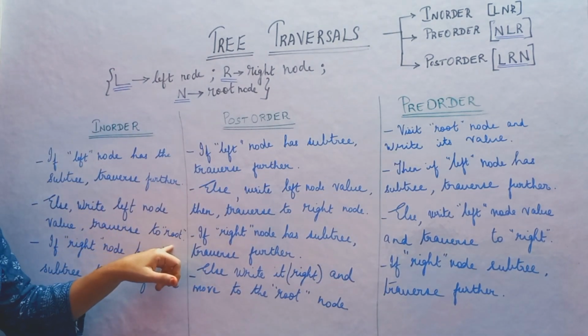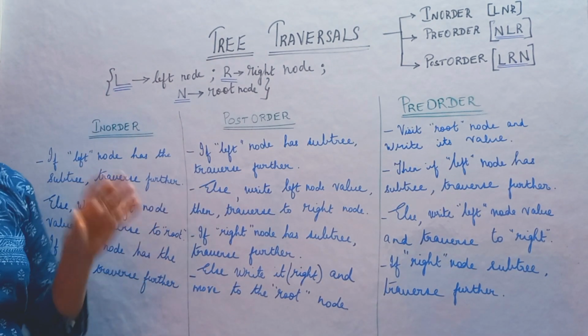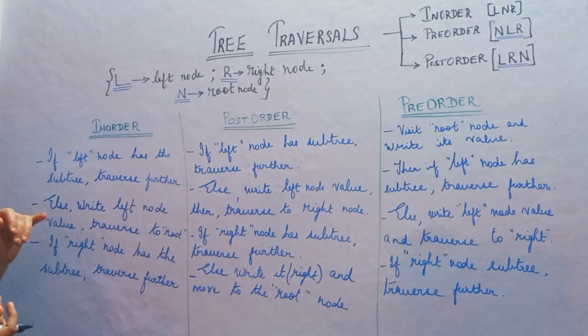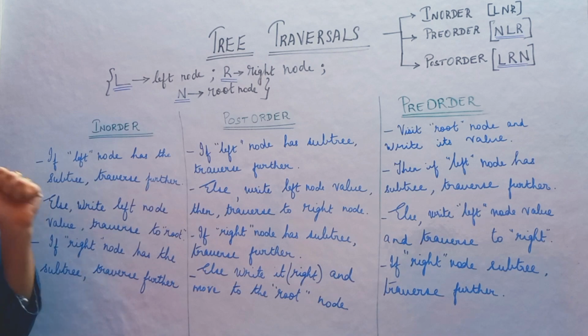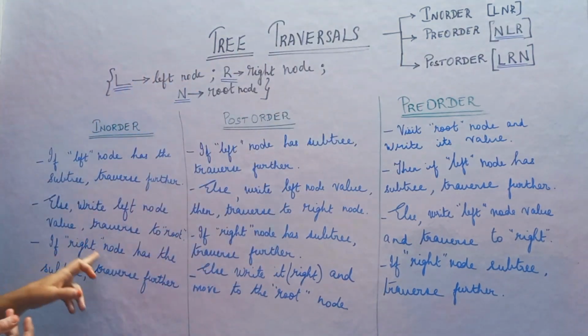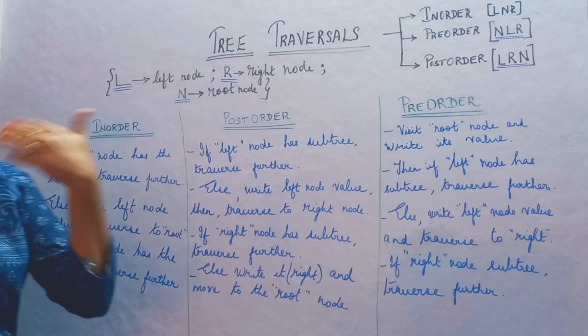So traverse to the root node. I am moving to the root node and I am going to write the value, right? So next, after writing the root node, where should I move? Right node, isn't it? So I am going to move to the right node.